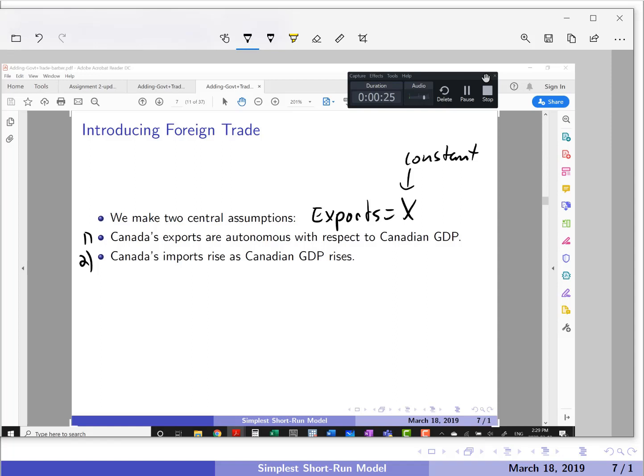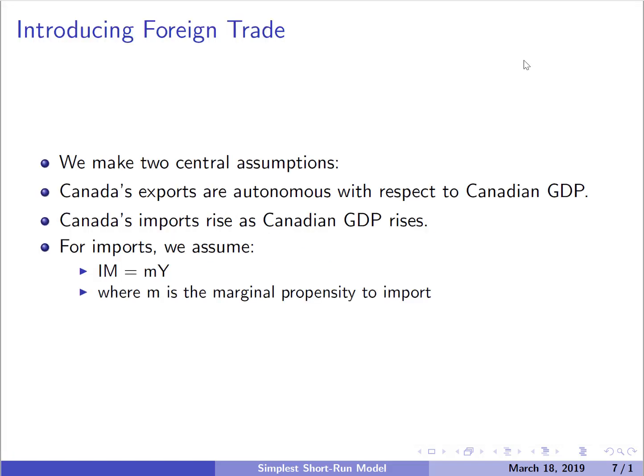The next assumption we're making is about imports. We're assuming that Canada's levels of imports rise as Canadian GDP rises, in the sense that imports are induced. The intuition behind this is that as Canadian GDP rises, we can afford to import more foreign goods. So that's why imports are going up with Canadian GDP.